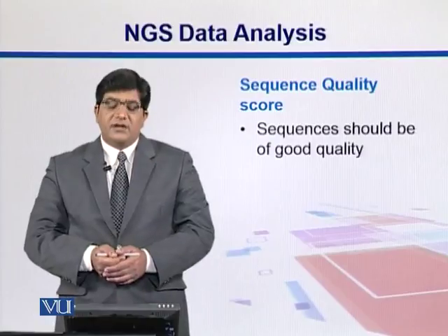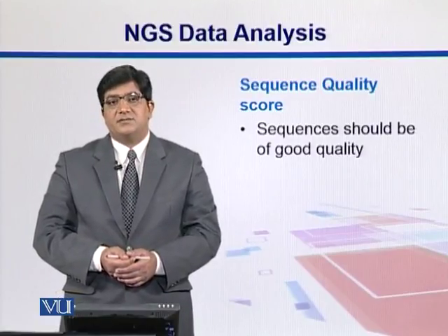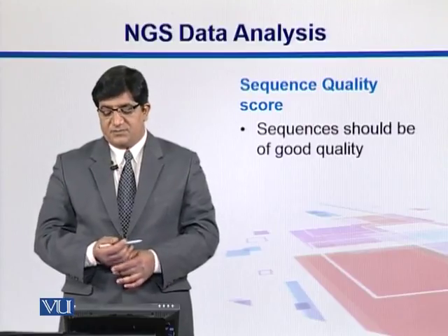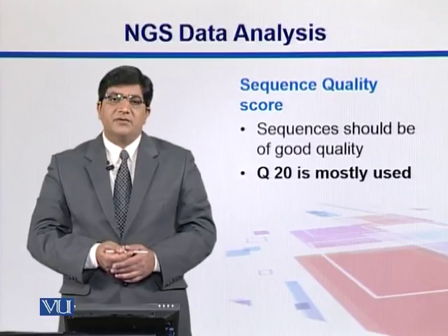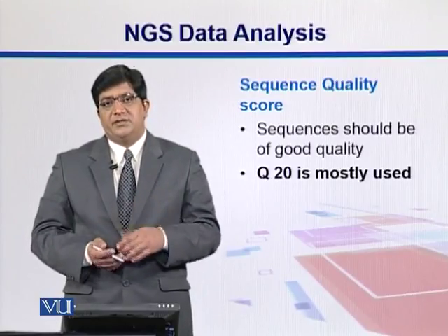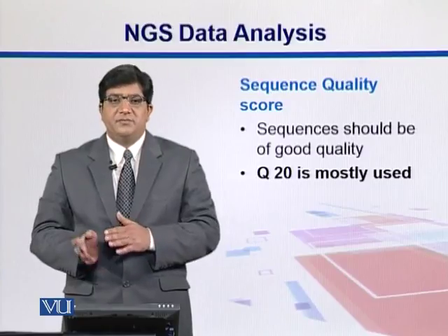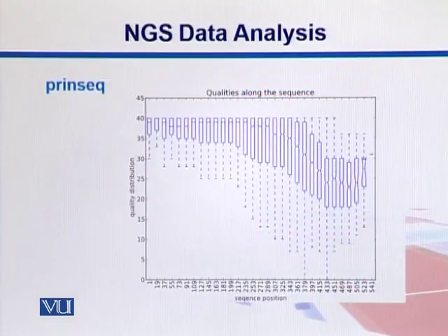As far as sequence quality scores are concerned, that is also an important concern: sequences should be of good quality. Normally in the software, Q20 is mostly used, so the minimum score should be around Q20 and it should be between a score of 20 to 40. Let's see, here we have the output coming from PRINSEQ.